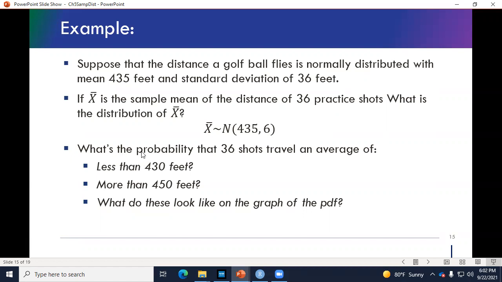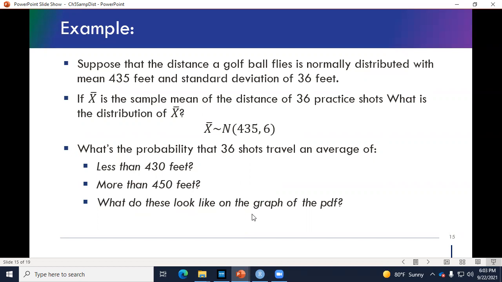Now it's asking what's the probability that 36 shots travel an average of less than this many feet or more than this many feet. Well, now it sounds familiar, right? Once we get the distribution of this x bar, this is just asking what is the probability of x bar less than 430, and what is the probability of x bar greater than 450.